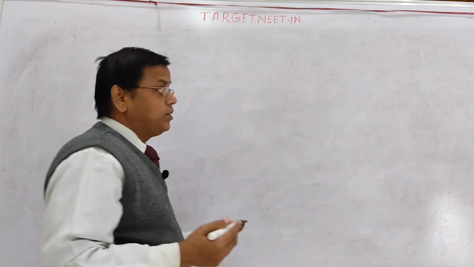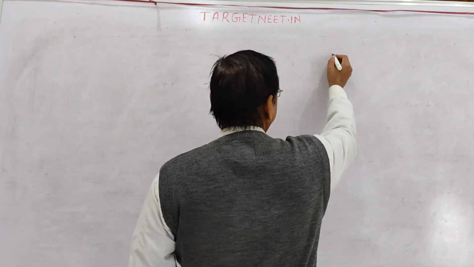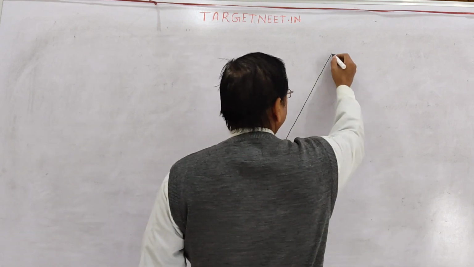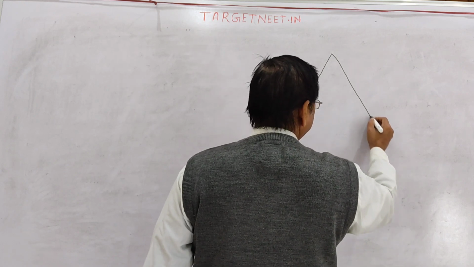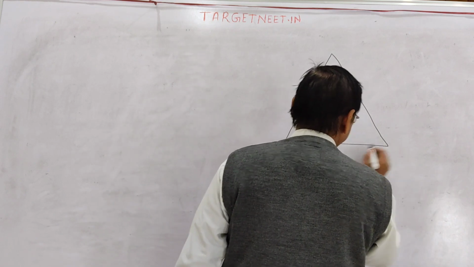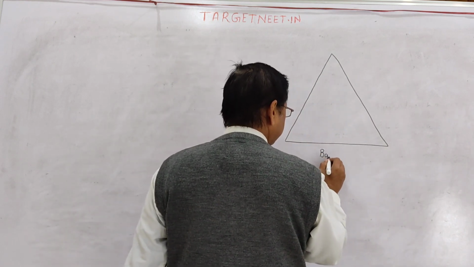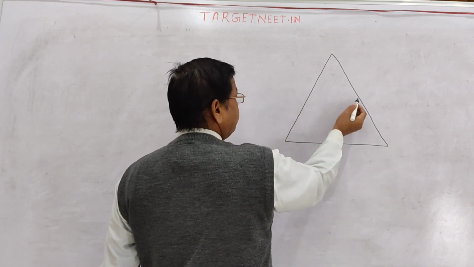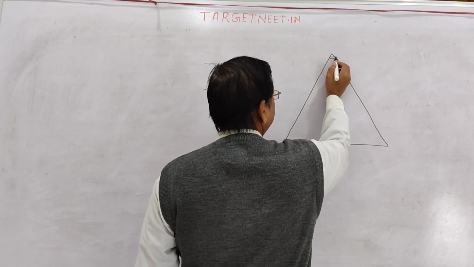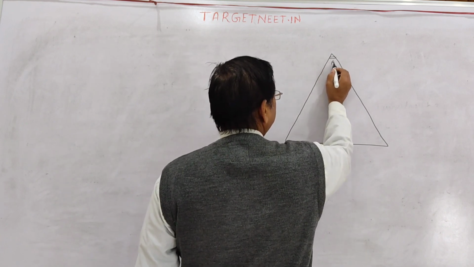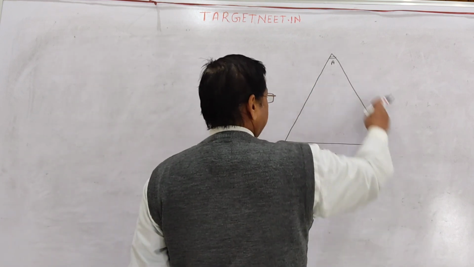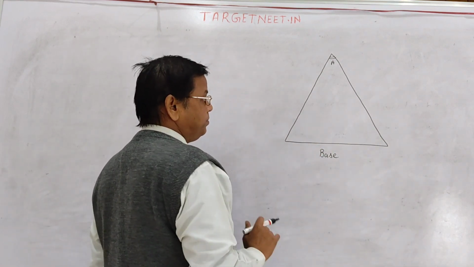Now, refraction through prism. Suppose this is refracting surface 1. This is refracting surface 2. And this is the base of the prism. So this is the base, and these two are the refracting surfaces. The angle opposite to the base is called the prism angle. So this angle I call the angle of prism, denoted by capital A. This is the first refracting surface, this is the second refracting surface, and it is a symmetrical prism.